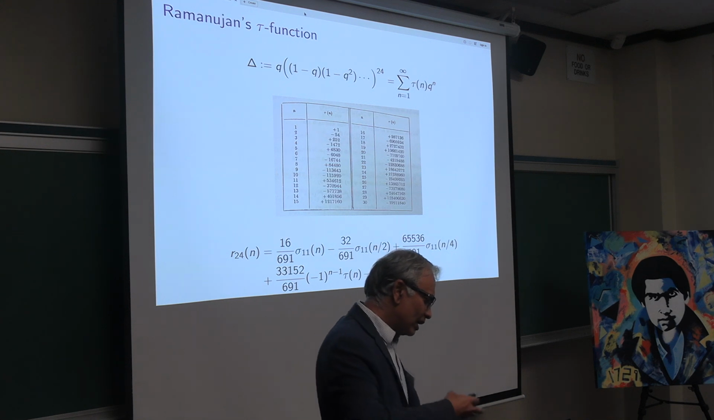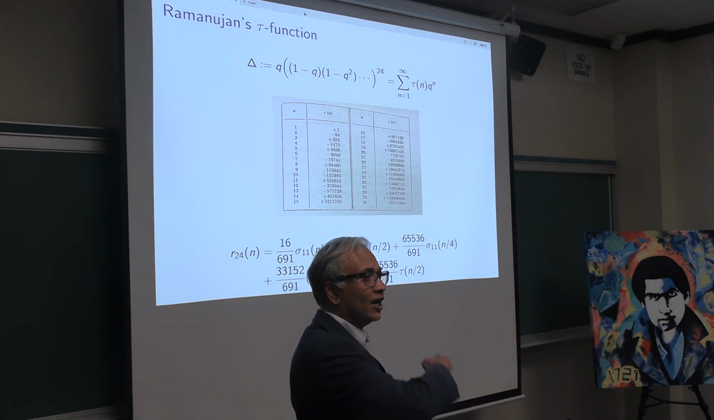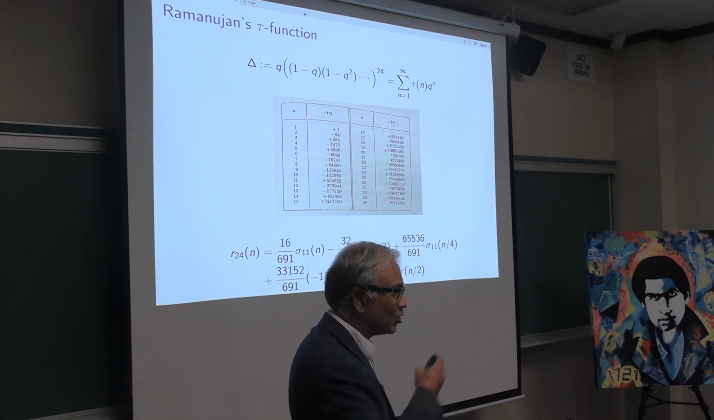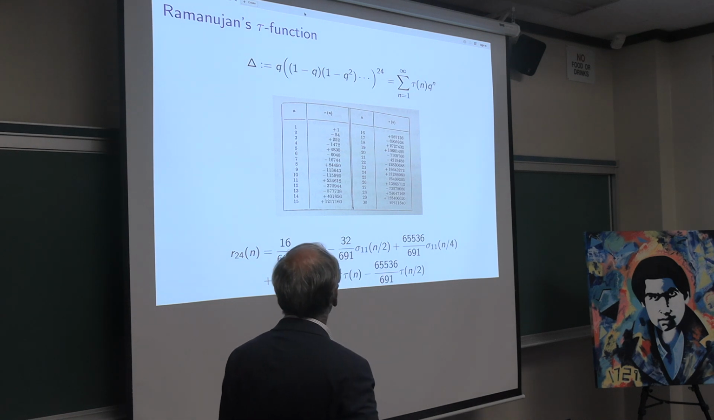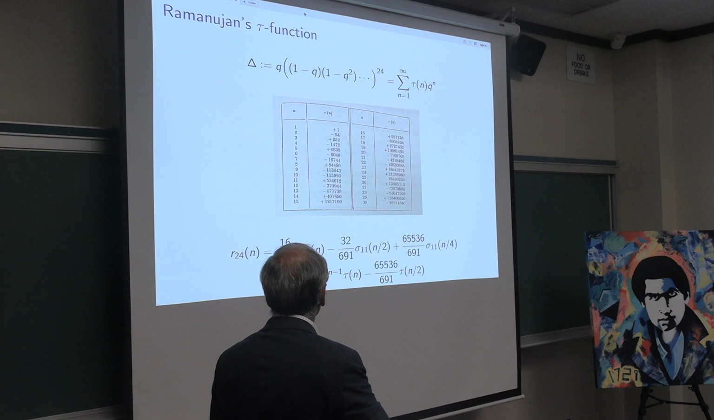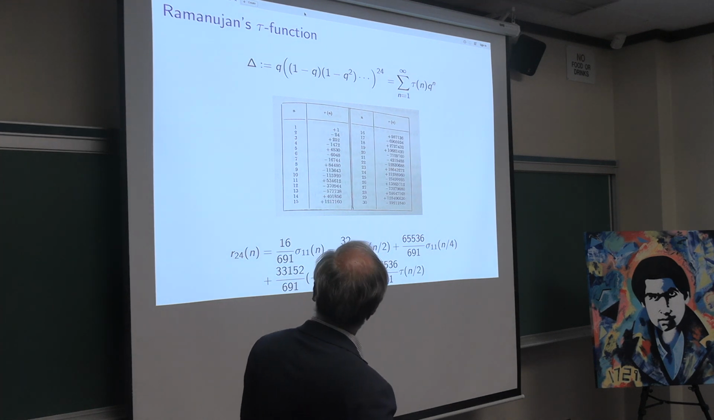It's a sum over all the numbers that divide a number n, and you raise it to the power 11 and you add them all up. So it's something like n to the 11. Then there are these funny numbers like 691 floating around. And then there is a mysterious object. There is this object tau n that comes up in this formula. It's an exact formula. There are no error terms here.